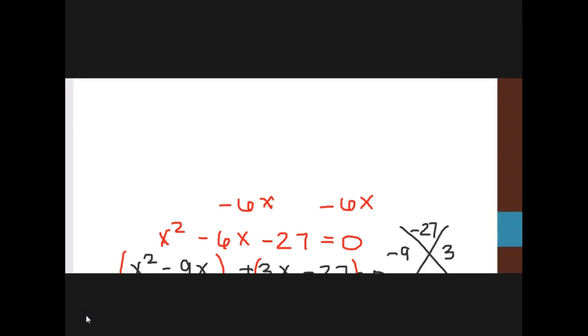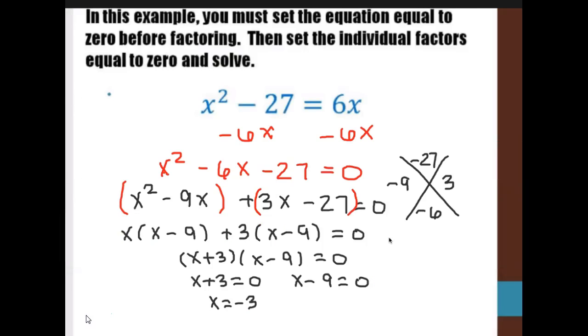Sorry, tried to move it up, it didn't work. And x equals 9.